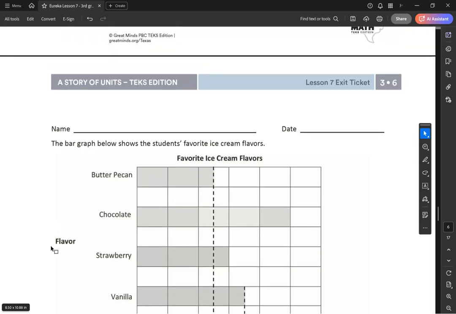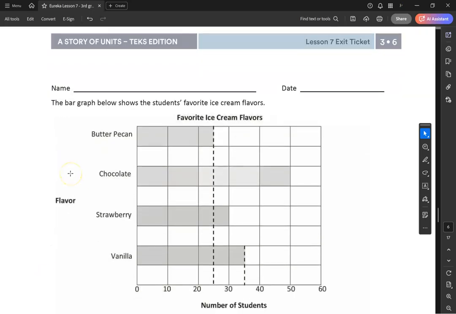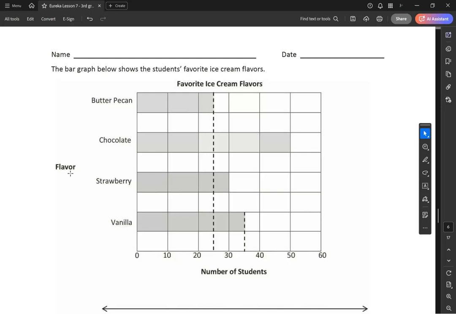Next is your exit ticket. Okay, pause it, finish that. Go to your exit ticket, put your name and the date. I am going to read it to you, but that's it. Do not ask that stuff for help. Do it yourself. That's what exit ticket is for.